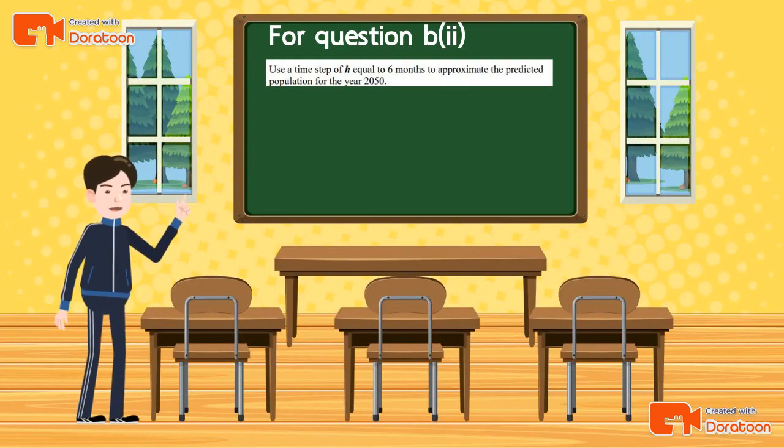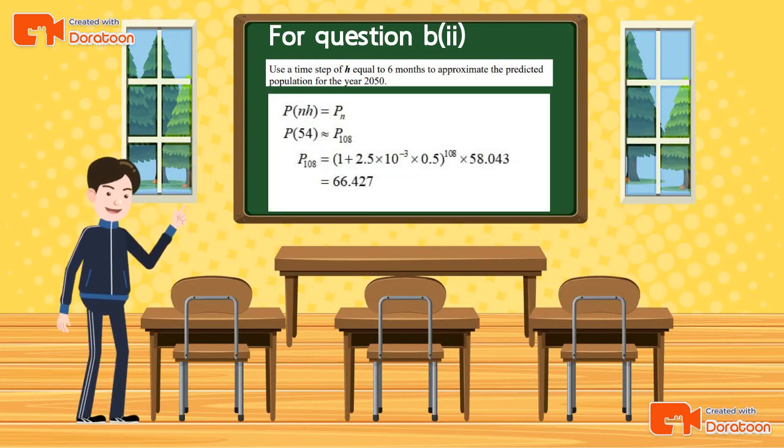For the next question, we need to use a time step of h equal to 6 months to approximate the predicted population for the year 2050. We can use the equation we got from the previous question. First, since h equals 6 months, if we calculate 1996 to 2050 in years, we will have 54 years. 6 months is equivalent to 0.5 year.